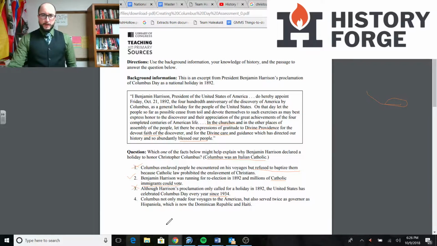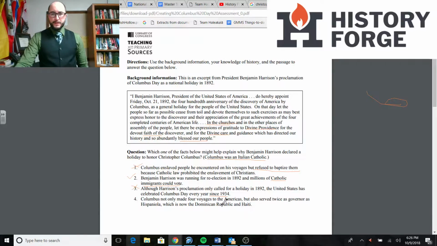And then number 4, Columbus not only made 4 voyages to the Americas, but also served twice as governor of Hispaniola, which is now the Dominican Republic and Haiti.